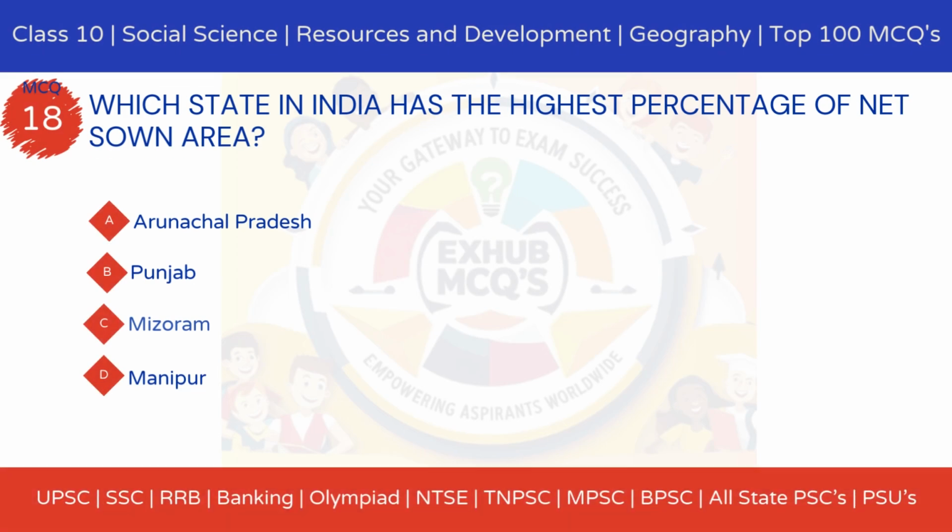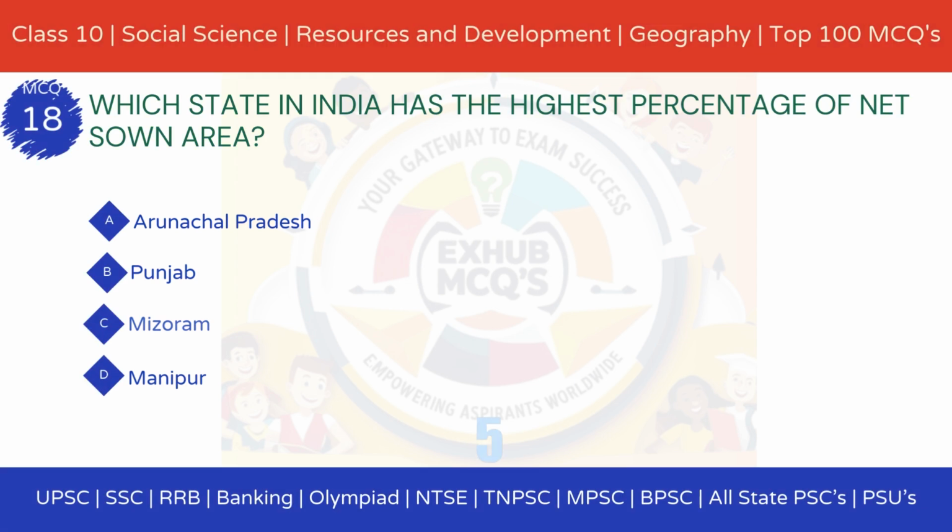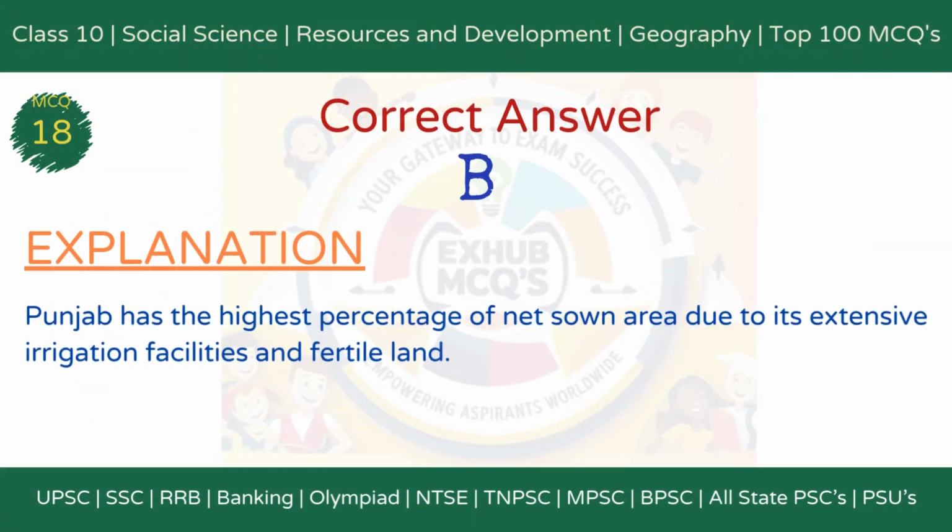MCQ 18. Which state in India has the highest percentage of net sown area? Option A, Arunachal Pradesh. Option B, Punjab. Option C, Mizoram. Option D, Manipur. The correct answer is option B, Punjab. Explanation. Punjab has the highest percentage of net sown area due to its extensive irrigation facilities and fertile land.